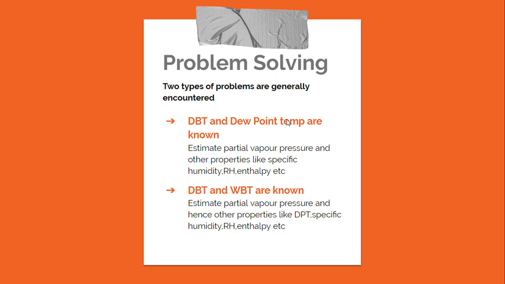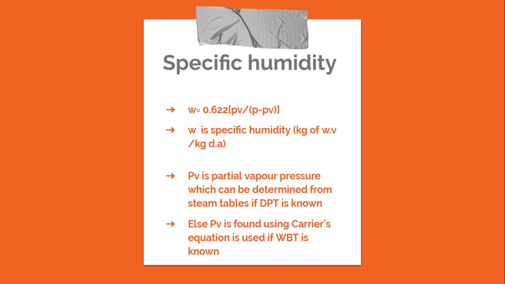Right? And how to solve them? For this, let us, for example, say I want to find specific humidity. How do I find specific humidity? Not from the psychrometric chart, but from the steam tables. So you'll see that specific humidity omega is given by this expression. How do you get this expression?